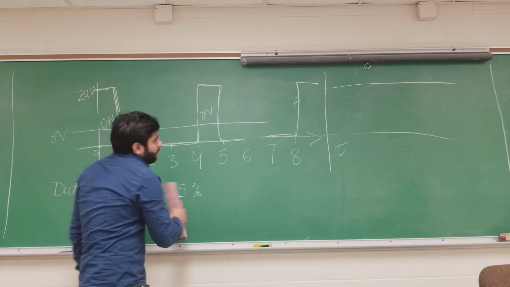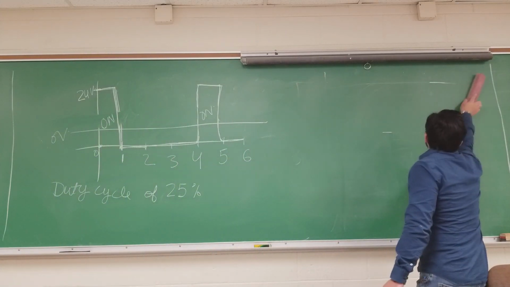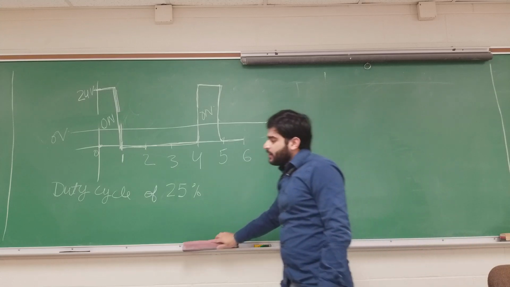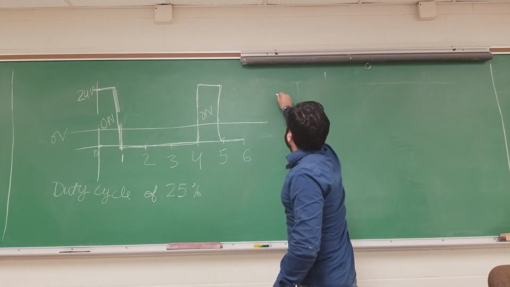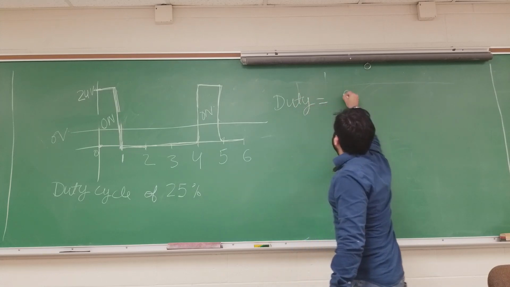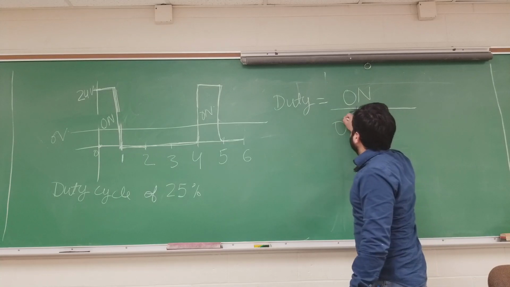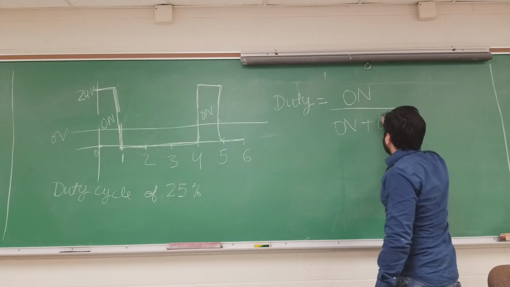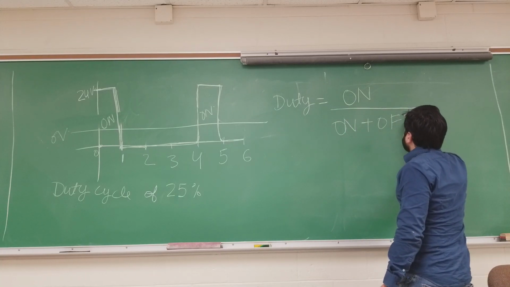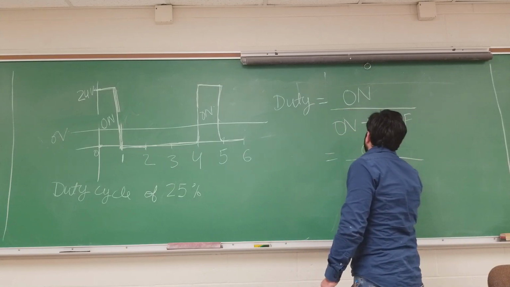So what will be the formula of duty cycle from this discussion? We can see that duty cycle is basically on time divided by on plus off time. So that's on time divided by the total time.